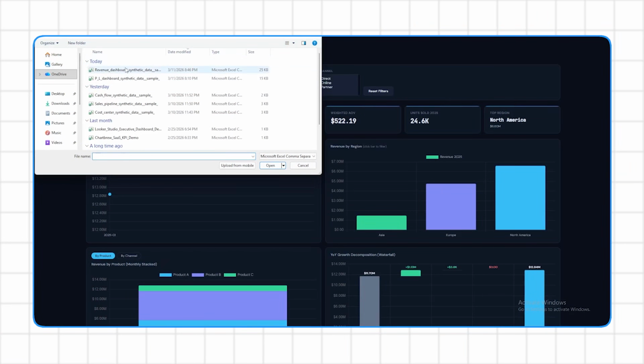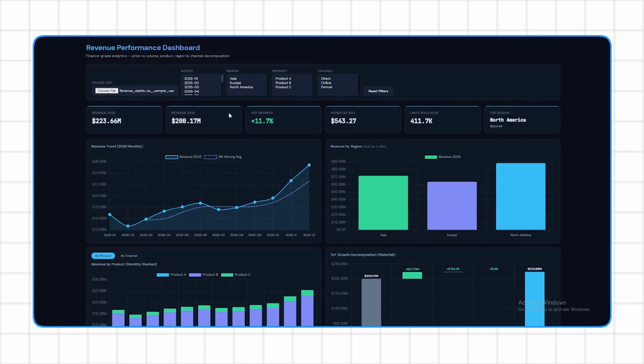The KPIs immediately tell the growth story. Total revenue went from 200.17 million in 2024 to 223.66 million in 2025, an 11.7% increase. Average order value sits at $543.27, and the company sold over 411,000 units. North America leads at $88.34 million, roughly a third of total revenue.